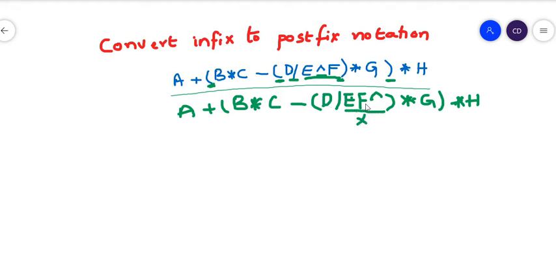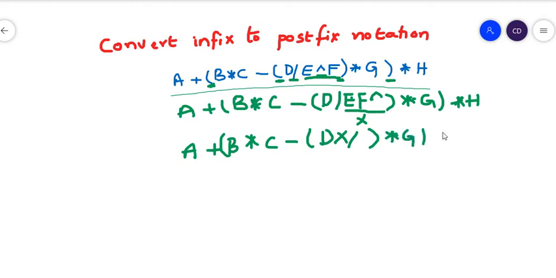Now I am converting this into postfix notation. You can write as usual a plus b, then multiplied with c minus, and here you have d divided by x. Simply you can write d x divide. Remember, x is nothing but EF exponential. Then this entire expression is converted into postfix, and you write the remaining expression as usual.